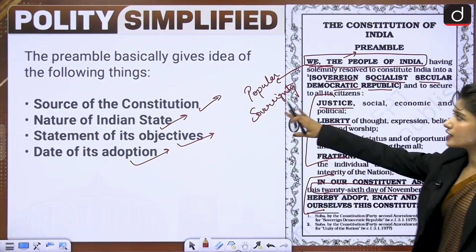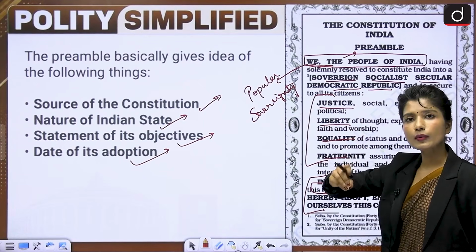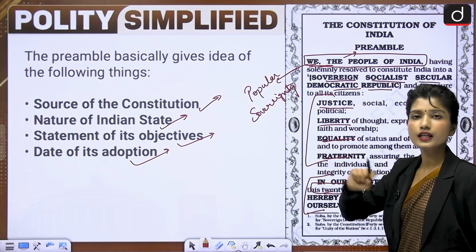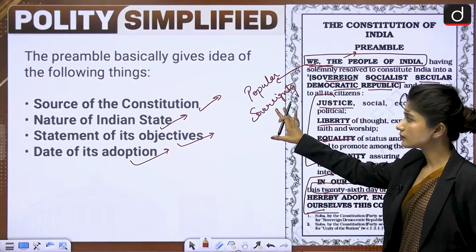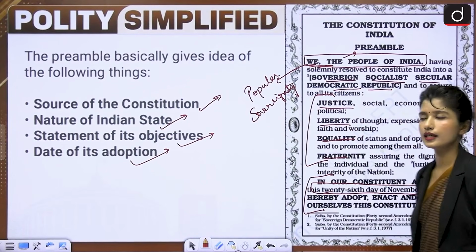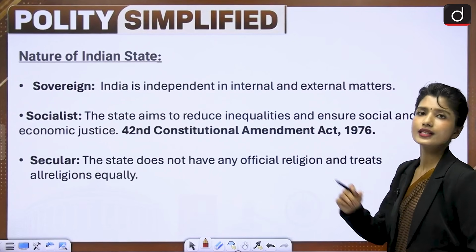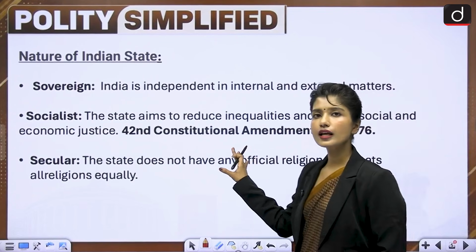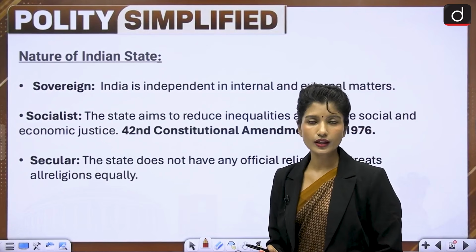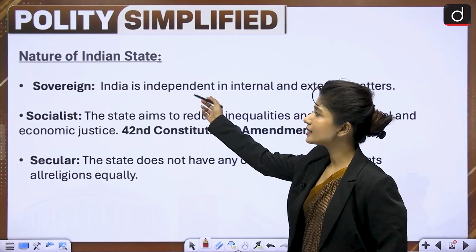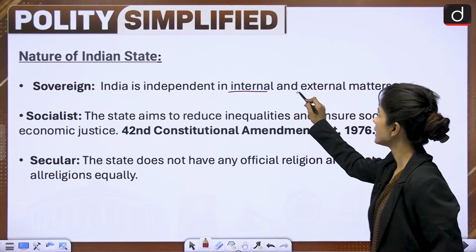Now we are done with the first part, that the source of power or authority to the Constitution of India is people of India. We will talk about the nature of Indian state now, and the first word that is given is sovereign. What is sovereign? Sovereign means supreme power to govern oneself. Now see, India is independent. India is not dependent on anyone. India is not a dominion. India is independent in its internal and external matters.